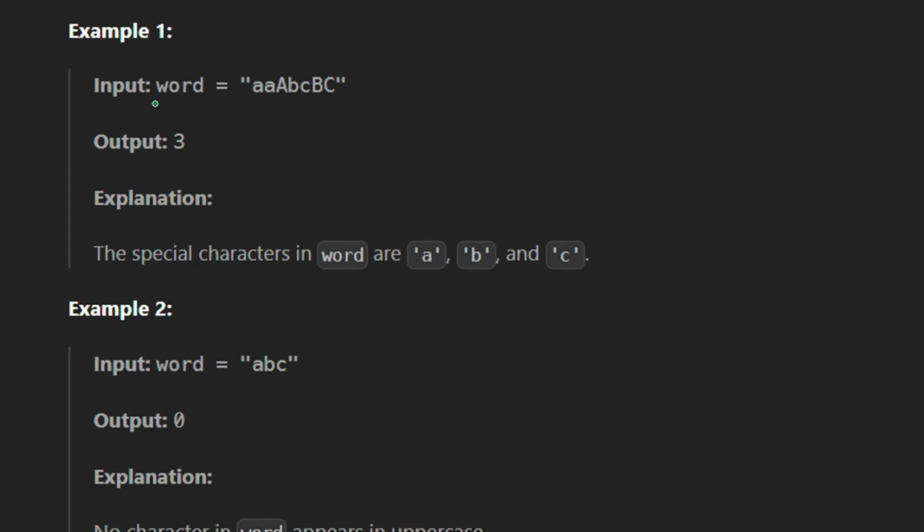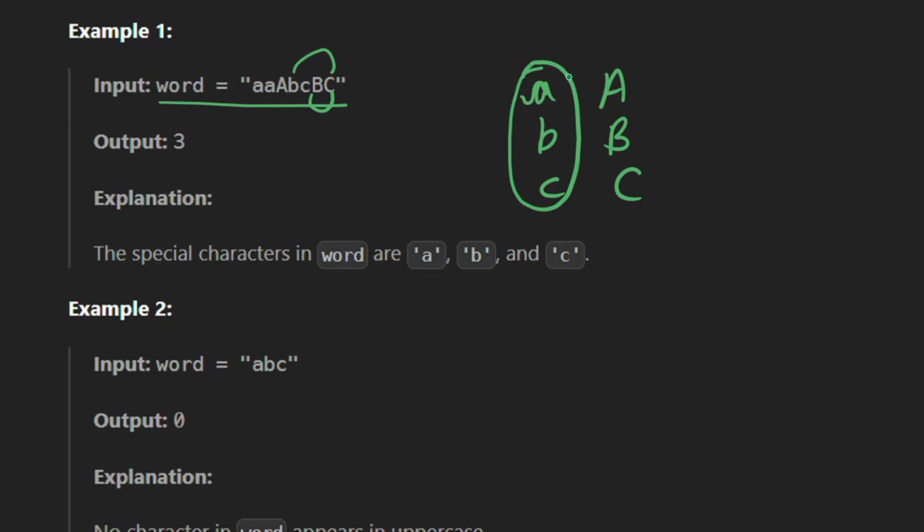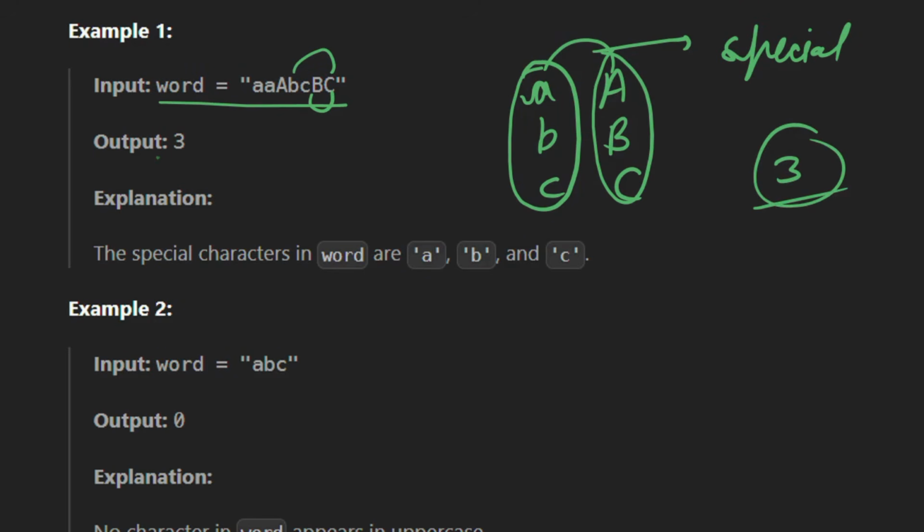Here our word is this. If we see, we have small a, we have capital A, we have small b, we have capital B, we have small c, we have capital C. All these three letters are present in lowercase as well as in uppercase, so they are special. So we have three special letters, and our output is 3.